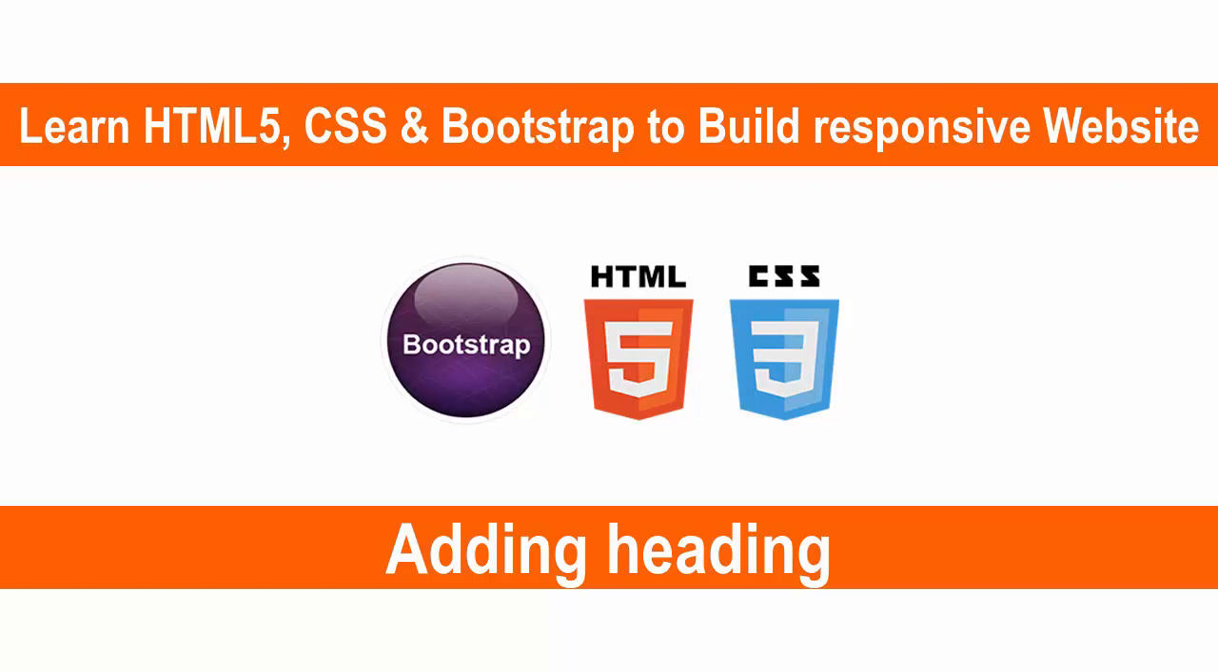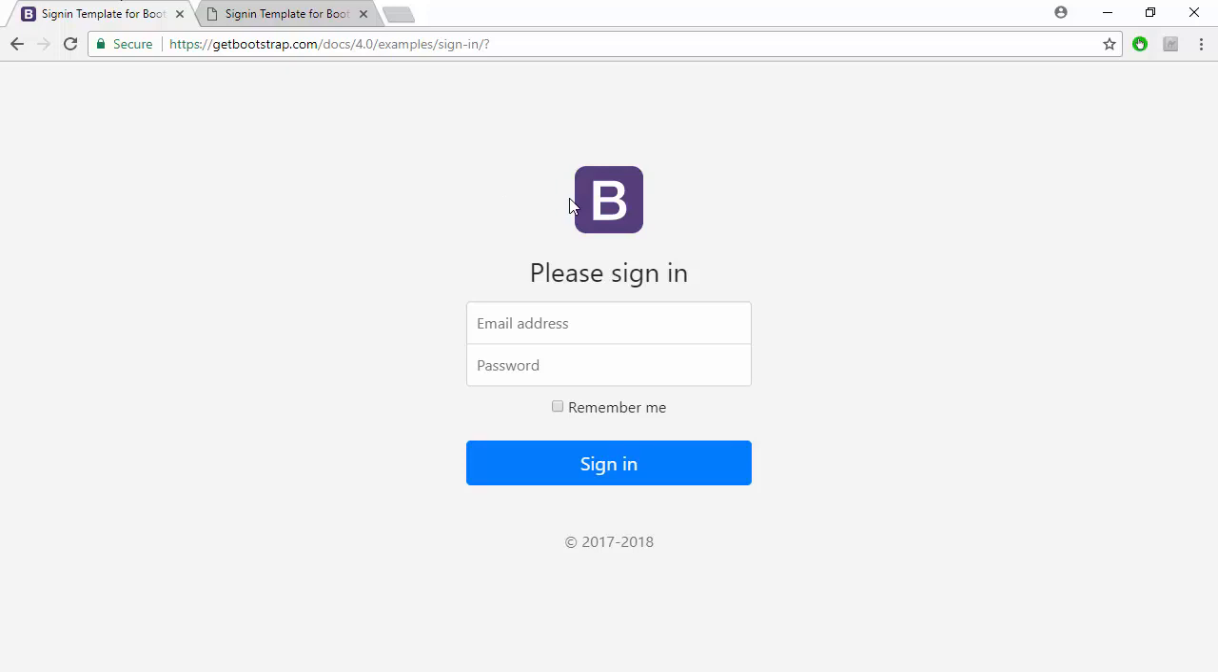In the last video, we learned about the CSS box model. So in this video, we will continue with our implementation of the project. Till now, we have only given the Bootstrap icon over here. And in this video, we will go and add these different HTML elements.